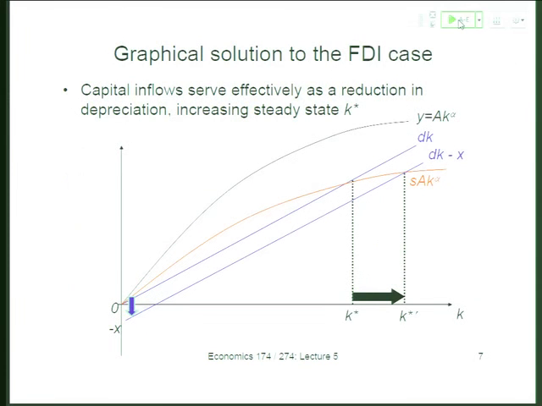So if there's less depreciation, the blue curve shifts down and the steady state level of capital shifts to the right. So basically you end up with more capital because of these infusions, which makes sense. Anything that leads you to get more capital every year will lead to a higher steady state level of capital, given a fixed savings rate.